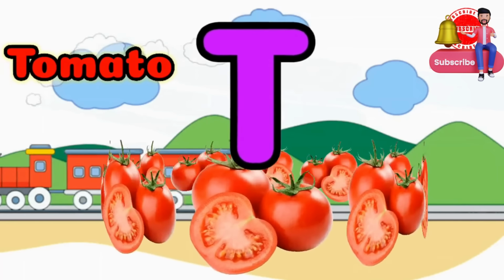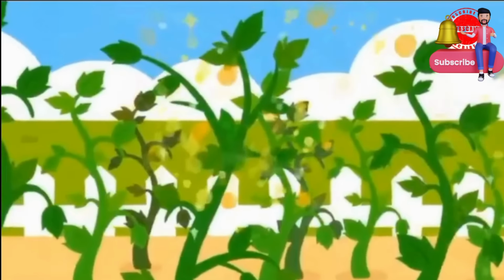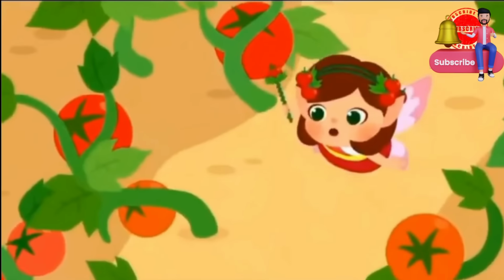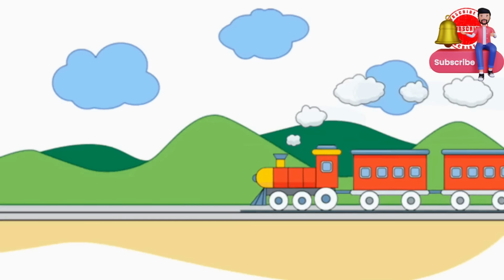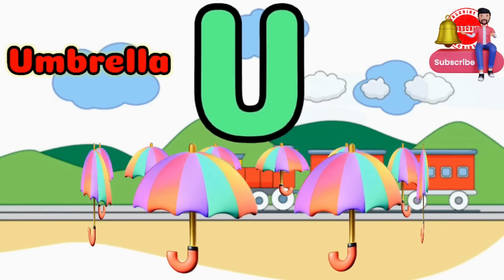T for tomato. Oh, red, red, red, red tomato. Magic spell. U for umbrella.